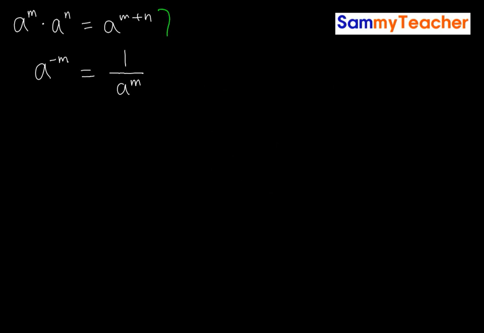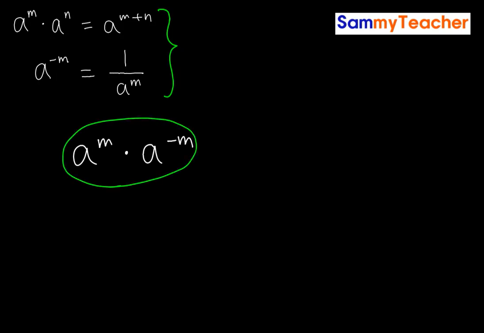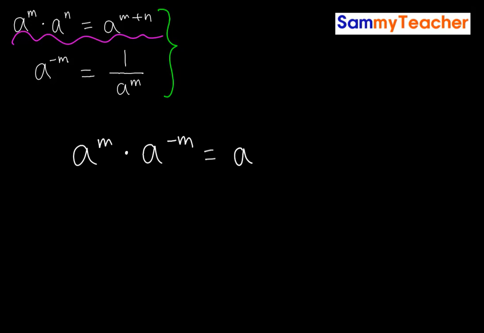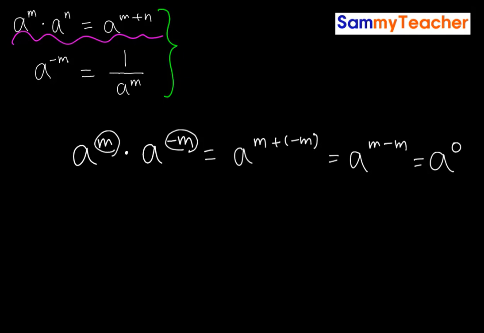Now, remembering these two rules, let me try to simplify this expression. Using the first rule we talked about, I can rewrite this as A to the m power, and I can add this exponent to this one. So it will be m plus negative m, which is the same thing as A to the m minus m, which is the same thing as A to the 0.